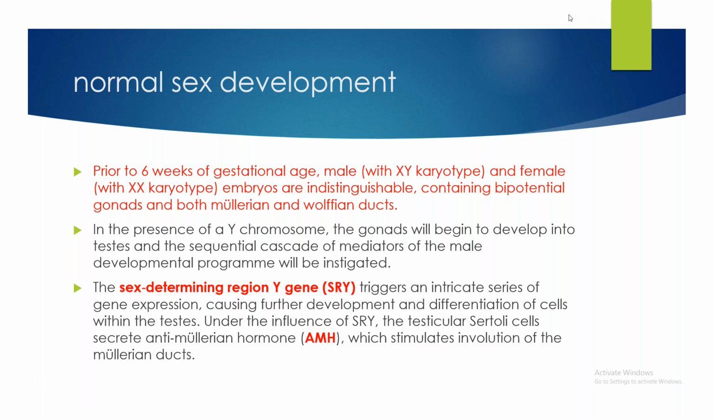So this SRY is responsible for the AMH secretion from Sertoli cells, which causes involution of the Mullerian duct, and the Wolffian duct persists. So in male fetuses, the Wolffian duct persists and the Mullerian duct regresses in the presence of this SRY and because of this AMH.